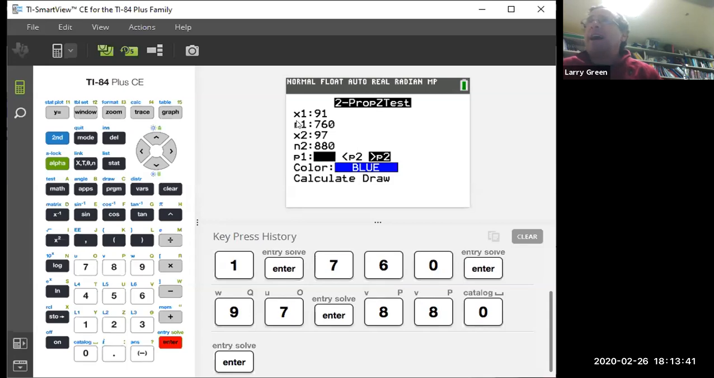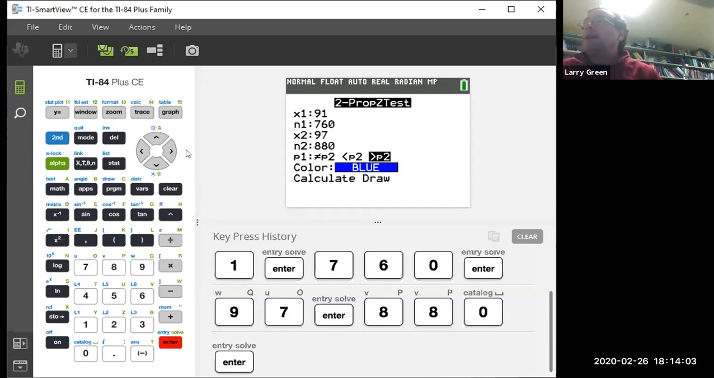What does have to happen, I want to give you a warning here. X1 and X2, if you're doing the 2-prop Z-test, have to be integers. They have to be whole numbers because it doesn't make sense to have a fractional person say yes. So make sure that if you're using a calculator to find X1, you round. Okay, use the rules of rounding.